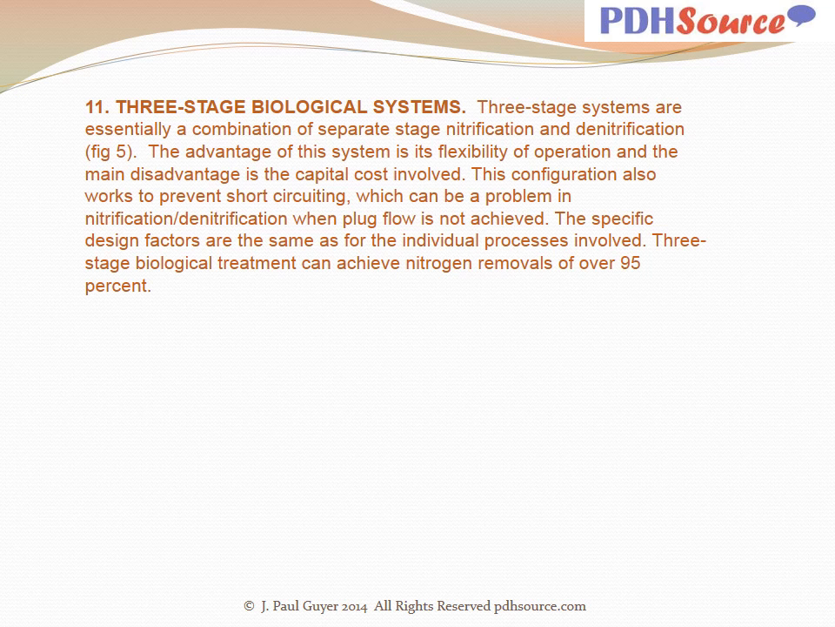In three-stage biological systems, they are essentially a combination of separate stage nitrification and denitrification. The advantage of this system is the flexibility of operation, and the main disadvantage is the capital cost involved. This configuration also works to prevent short-circuiting, which can be a problem in nitrification denitrification when plug flow is not achieved. The specific design factors are the same as for the individual processes involved. Three-stage biological treatment can achieve nitrogen removals of over 95%.